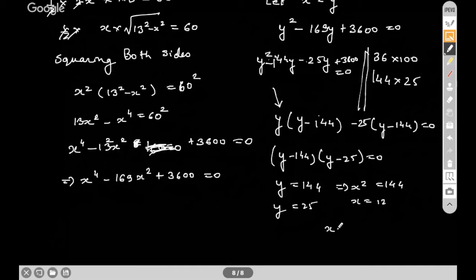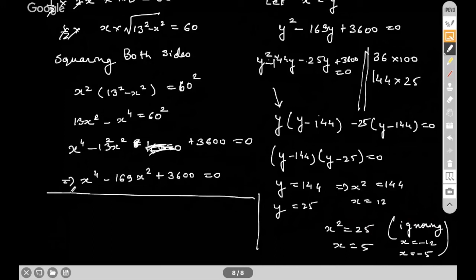And from here, x square equals 25. So x will be simply 5. Again, I am ignoring the negative values. Ignoring x equals negative 12 and x equals negative 5. These will definitely be solutions to the equation, but they will not be feasible solutions. So x is 5 or x equals 12 centimeters. So hence you have to find out the base. For the lack of space, I'm writing it here. So the base BC will be twice of x, that is either 10 centimeters or 24 centimeters.